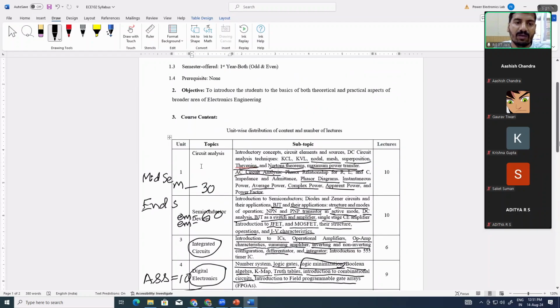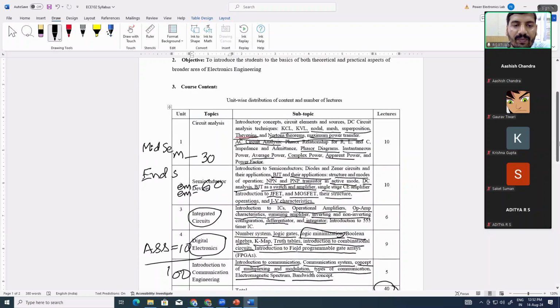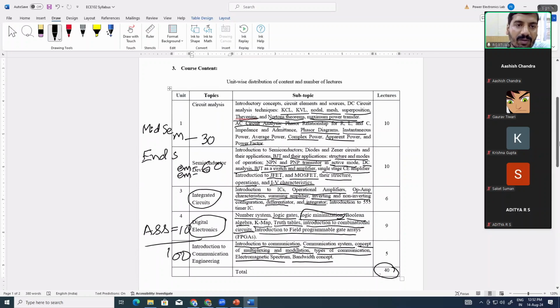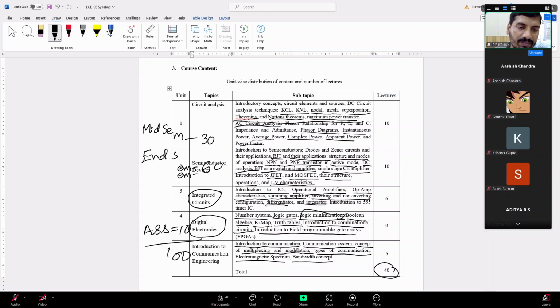From the next class, we will start from the first unit, circuit analysis. First I will start with introductory concepts about different circuit elements and different types of sources. If you have any doubt related to the course content, you can ask.